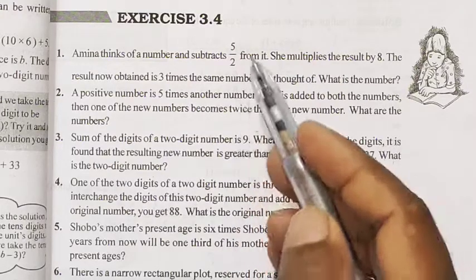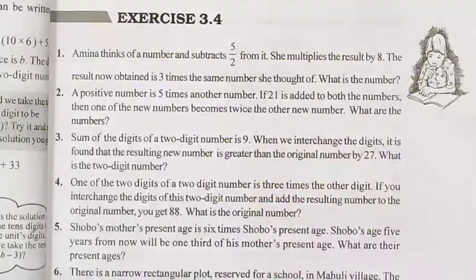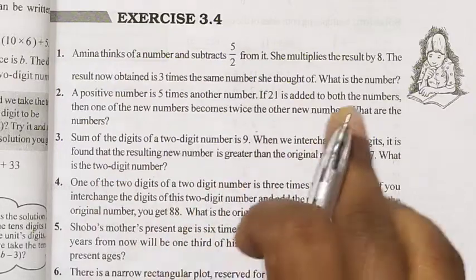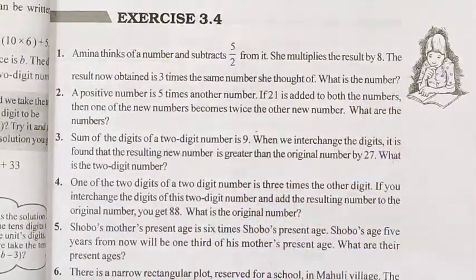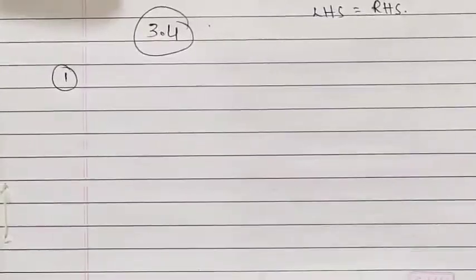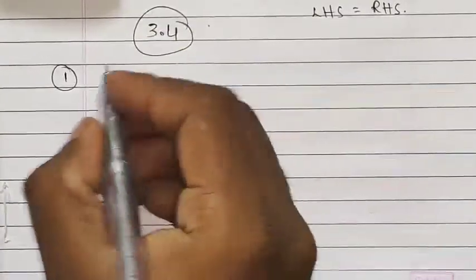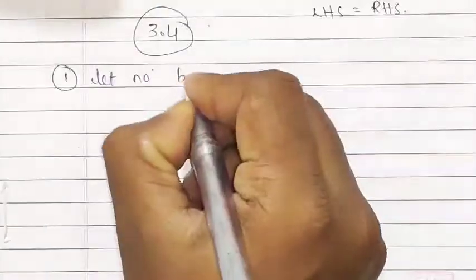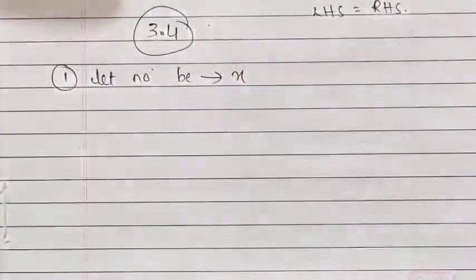Then she subtracts 5 by 2 from it. That number is x. She subtracts 5 by 2 from it, means x minus 5 by 2. And this result is multiplied by 8. I will write this equation and I will show. Amina thinking that number, I will take it as x. Let the number be x.